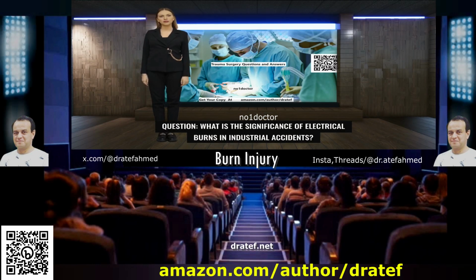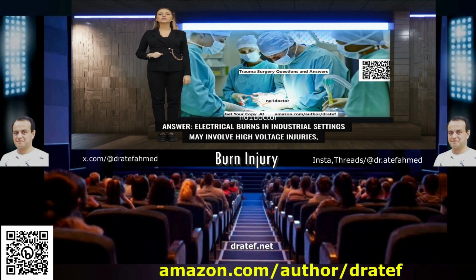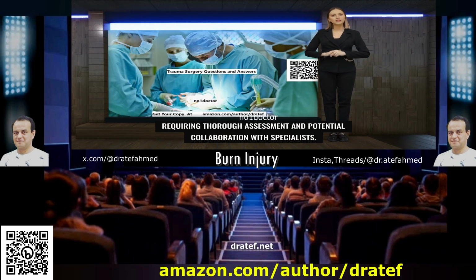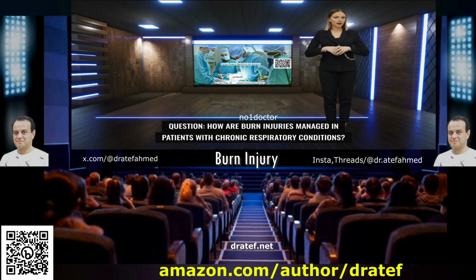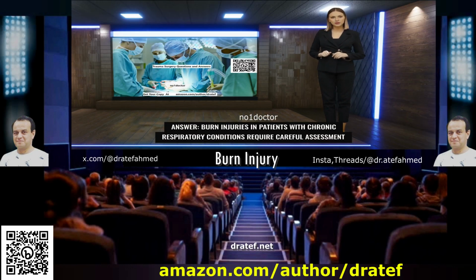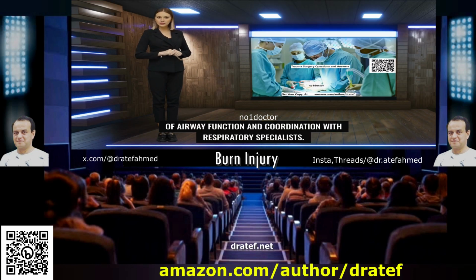Question: what is the significance of electrical burns in industrial accidents? Answer: electrical burns in industrial settings may involve high-voltage injuries, requiring thorough assessment and potential collaboration with specialists. Question: how are burn injuries managed in patients with chronic respiratory conditions? Answer: burn injuries in patients with chronic respiratory conditions require careful assessment of airway function and coordination with respiratory specialists.